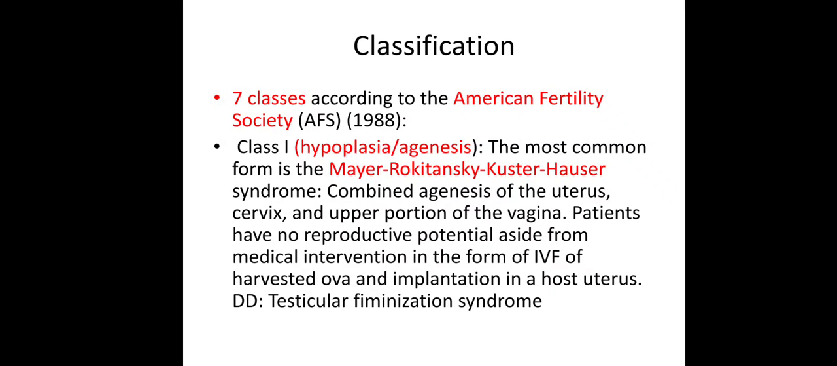But again, the Mullerian inhibiting factor is present there. That is acting, so the Mullerian system is not going to develop. It is not an ovary. It is a testis in testicular feminization syndrome.